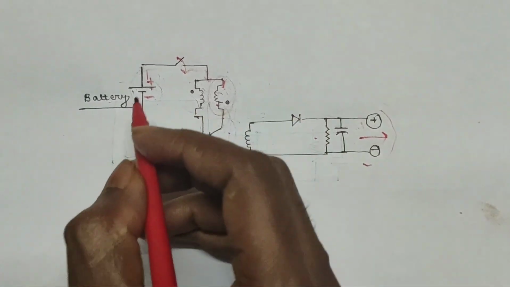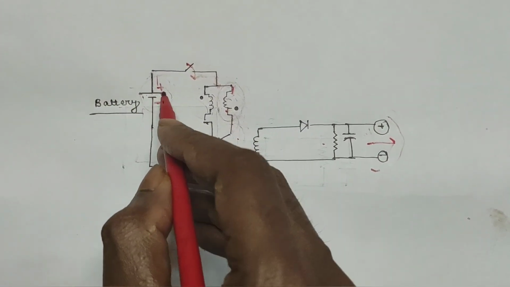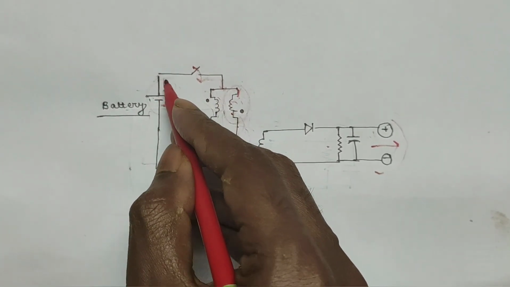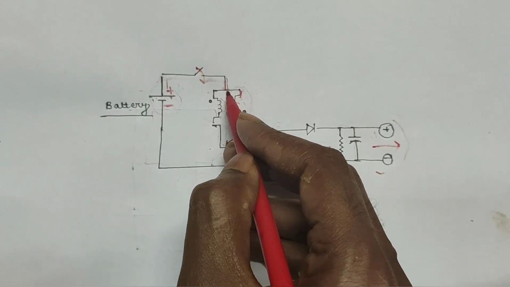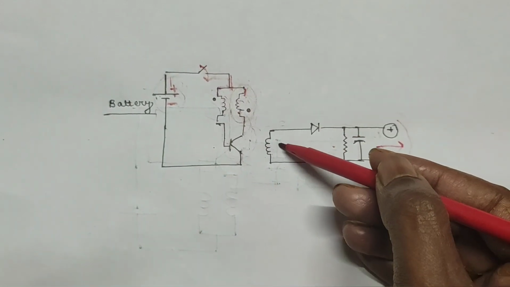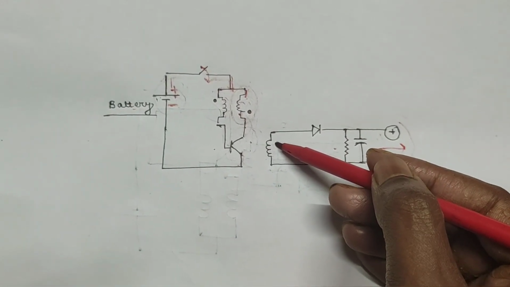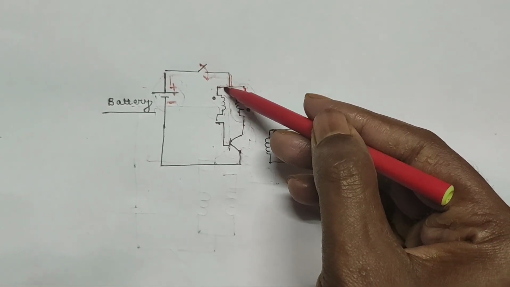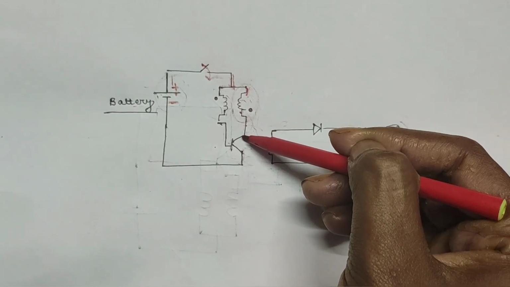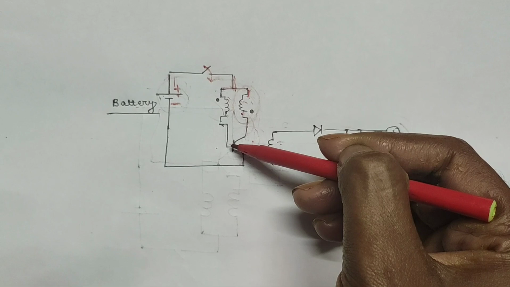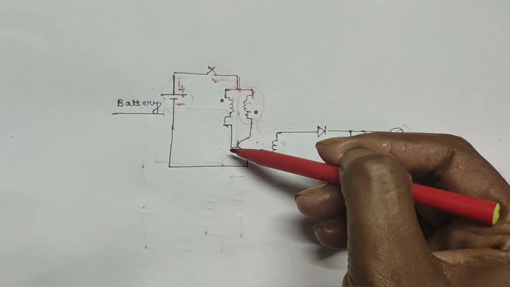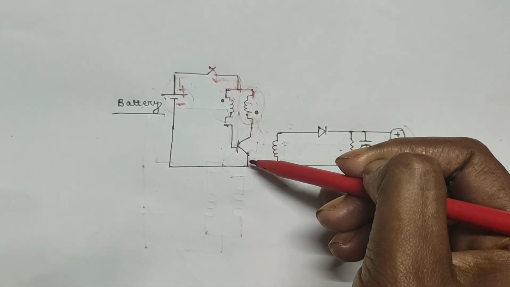So let's start with the circuit diagram. When we switch on the circuit, the voltage from the battery moves, and the charge moves to this primary core of the transformer, and this one is the secondary winding of the transformer. When the charge is moving, it cannot flow from this side because the collector is off. Until and unless we trigger the transistor from the base, the charge cannot flow from collector to emitter.